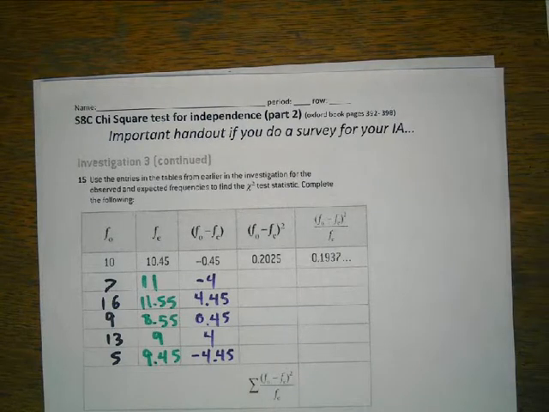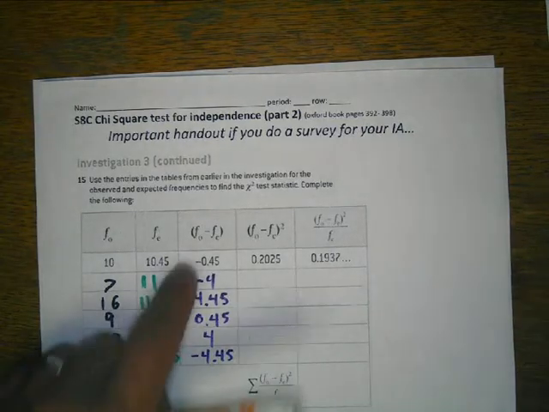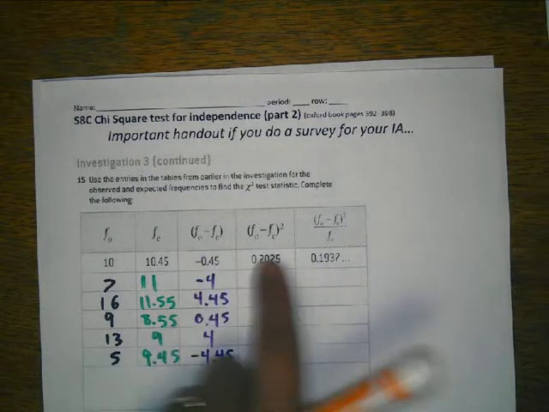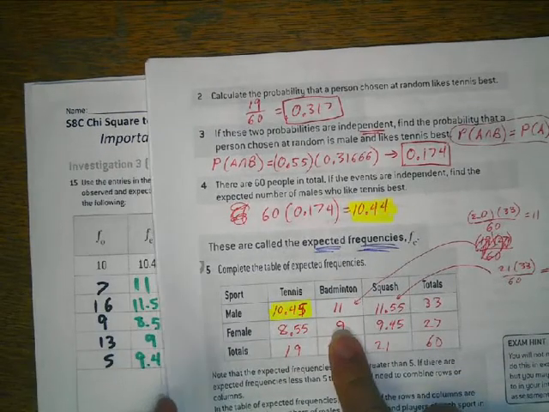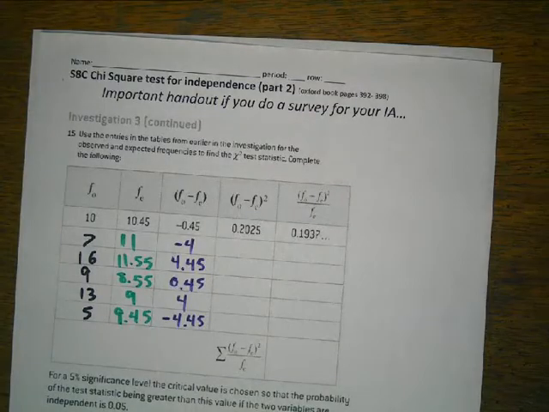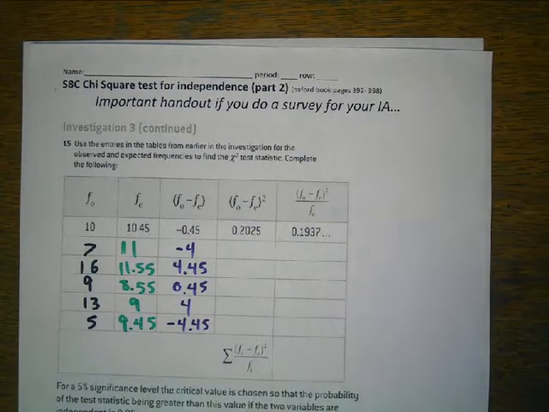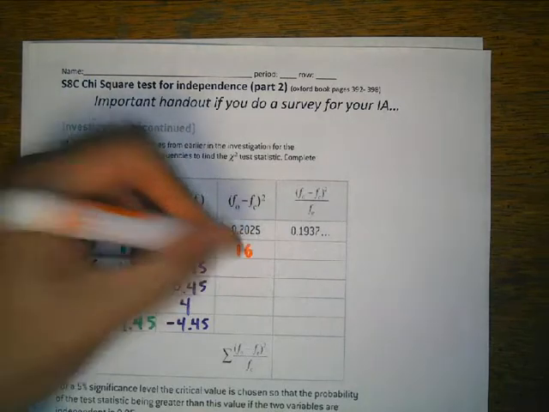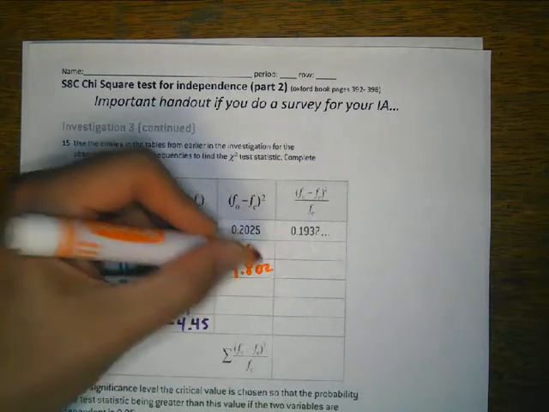Now, I'm going to take these values and I'm going to square them. One of the reasons that we're squaring them is so that we end up with positive values, because we're eventually going to add all these things together, and it's going to tell us how far out of line or in line this expected data is with our observed data. So 4 squared is 16, 19.8025.